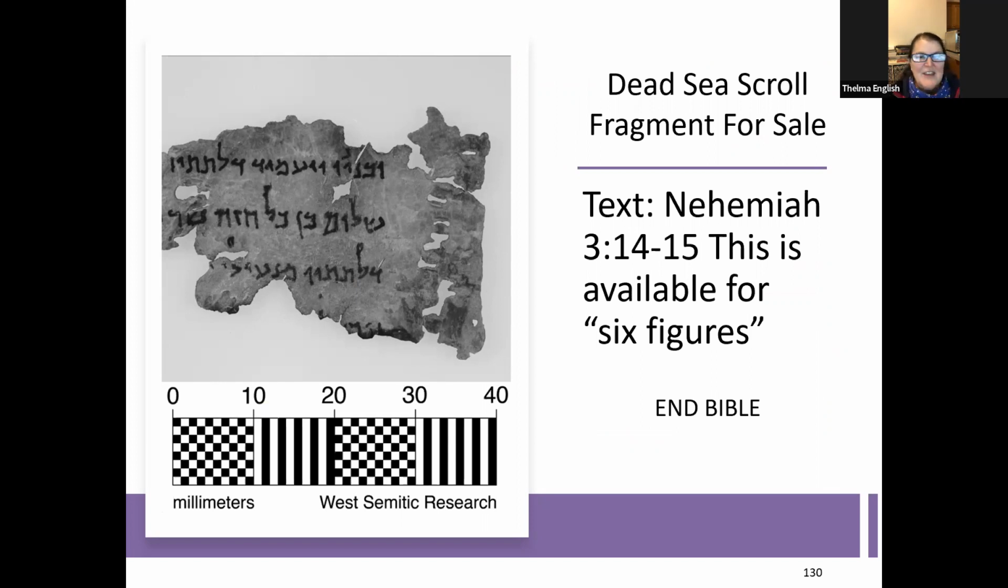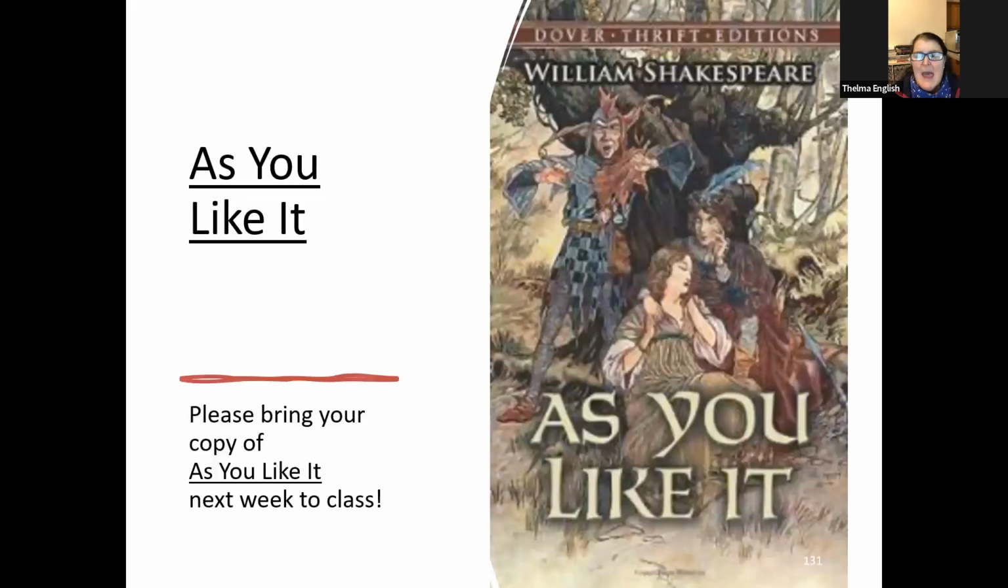And just to get you kind of excited here, you can buy a Dead Sea Scroll fragment. This is a little tiny piece. It's 4 centimeters wide. It's Nehemiah 3, verses 14 and 15, and it is available for 6 figures. That means over $100,000. You could have this little scrap from the Dead Sea Scroll. Isn't that cool? Okay, next week, bring your copy of As You Like It to class.